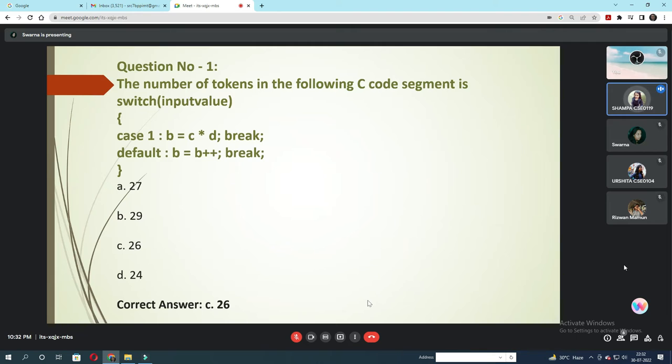Now I am going to explain this question, where I have to count the number of tokens in the following C code. We knew what a token is from the previous slide. So in this question, we have to count the number of tokens. In this program, the number of tokens is 26. Now move on to the next slide.